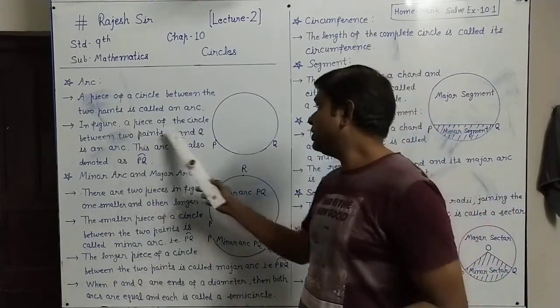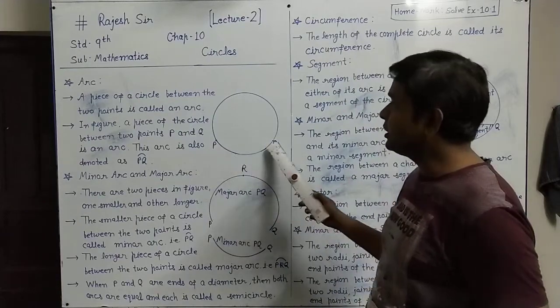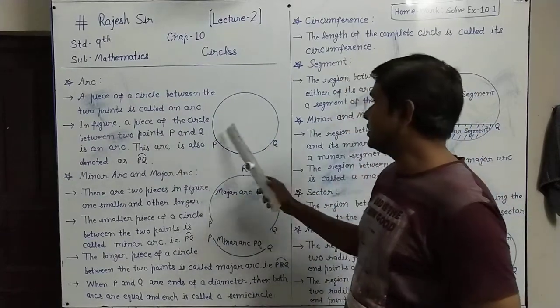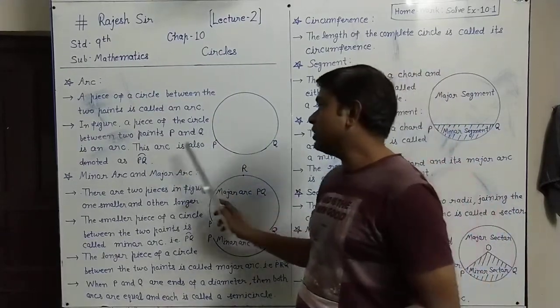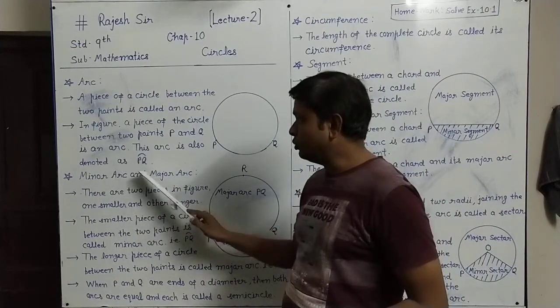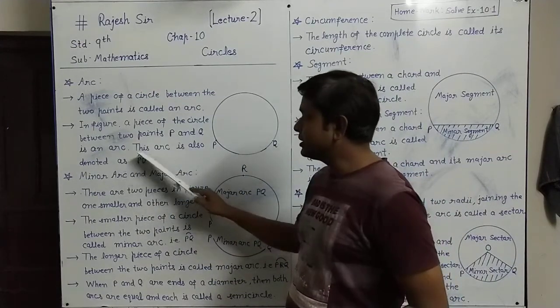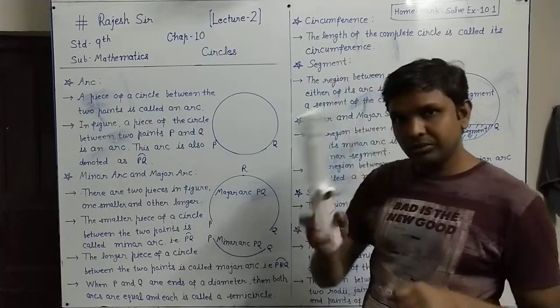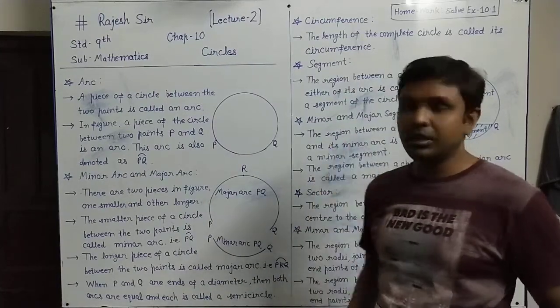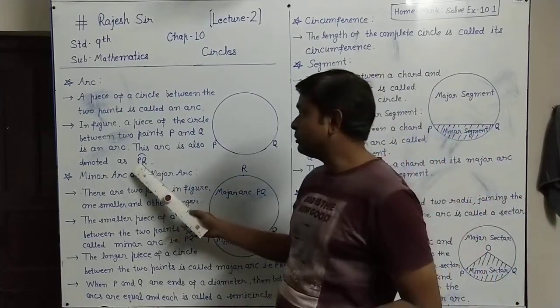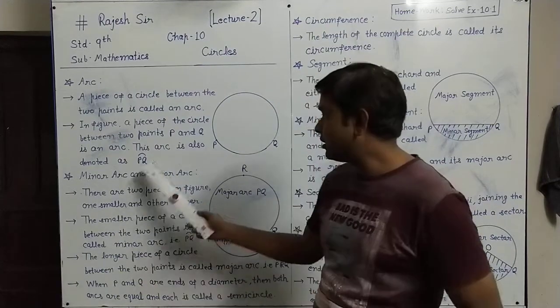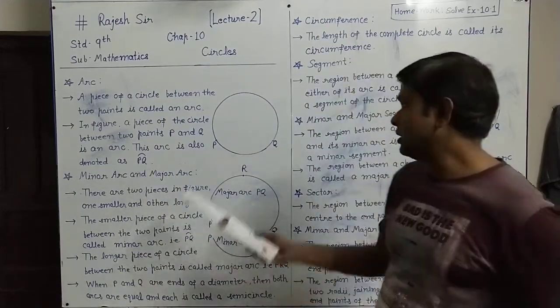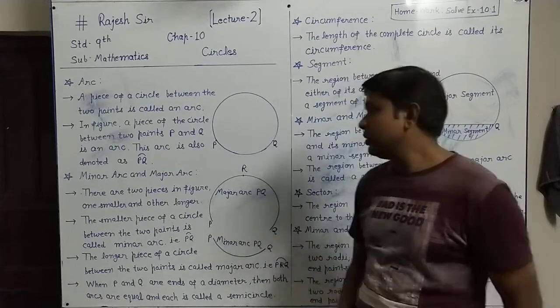In the figure, a piece of the circle between the points P and Q is an arc, this side or this side, and this arc is also denoted as arc PQ. This is the sign of arc above, showing the curved part or some part of the circle. So this is read as arc PQ.